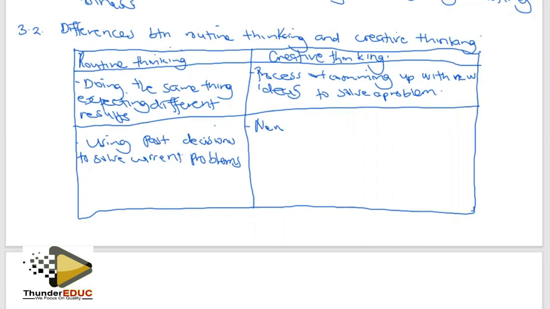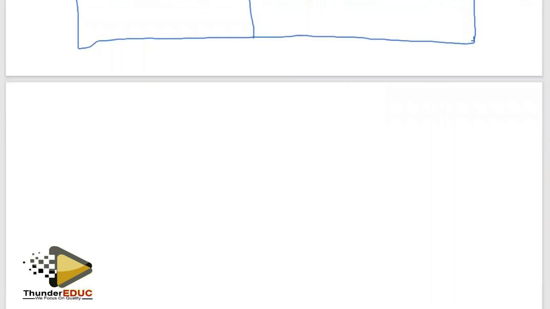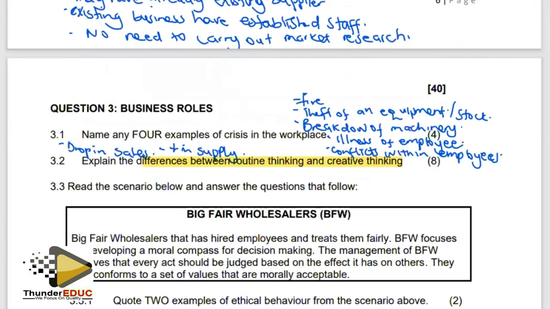New and different ways of solving problems. That is what you call creative thinking. Very important. So you should always master the two. Routine thinking, sticking to the old way of doing things. Creative thinking is coming up with something new, original, and different, and is very important in the development of businesses. Okay, let's look at the next question, question number three.